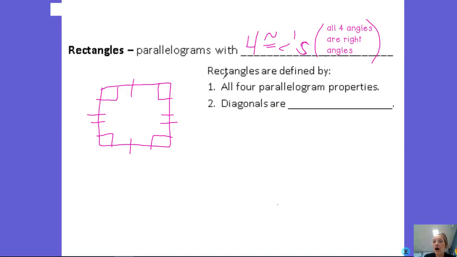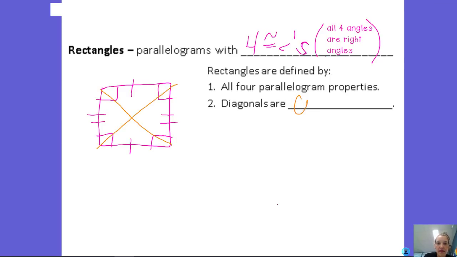All of those rules about opposite angles being congruent, consecutive angles being supplementary, the diagonals bisecting each other, opposite sides being congruent, all of those properties still apply to this rectangle. But there's one new special property about a rectangle. One of the new special properties is that its diagonals are congruent.